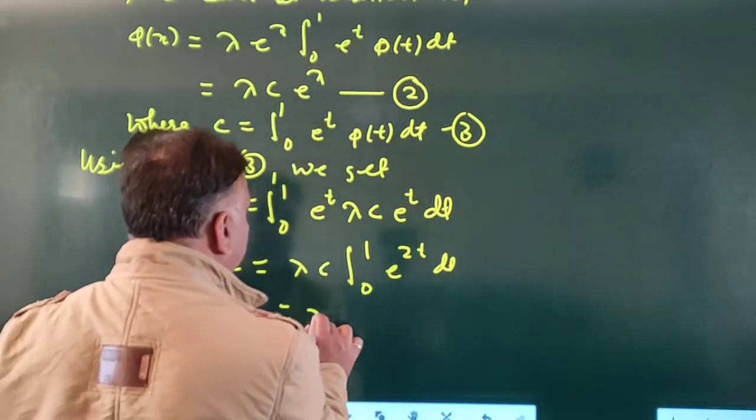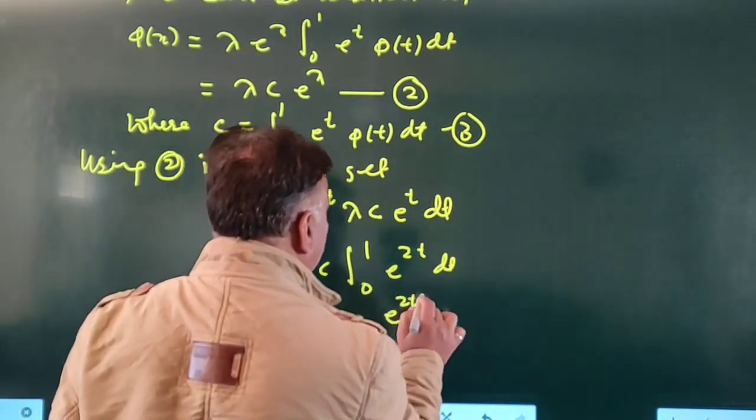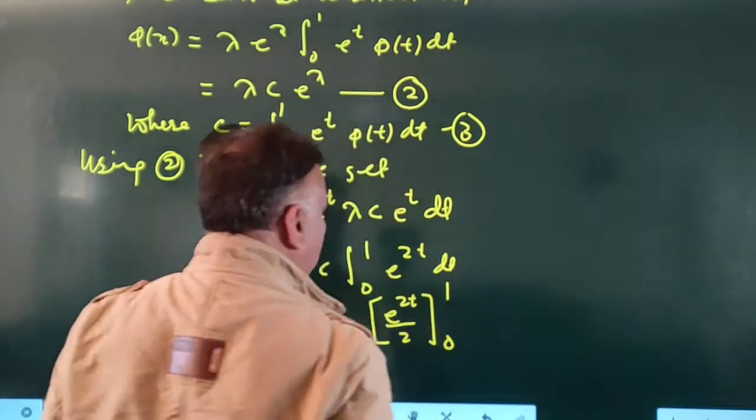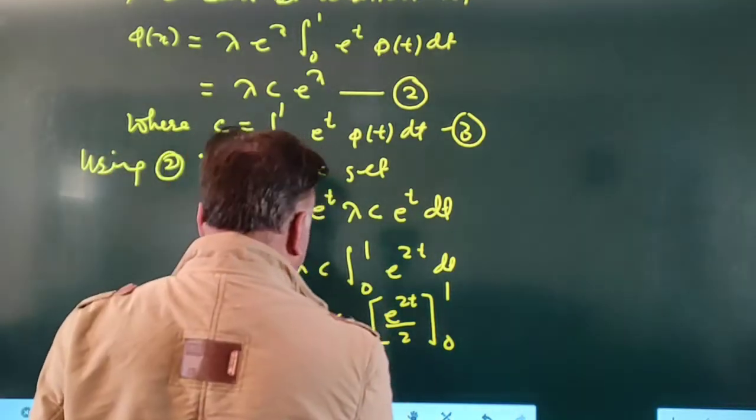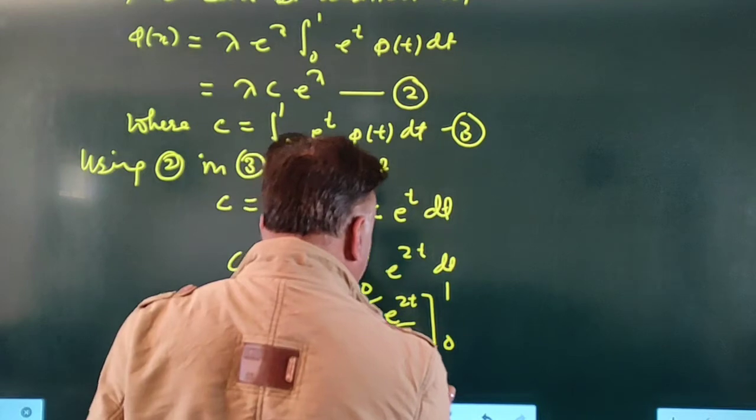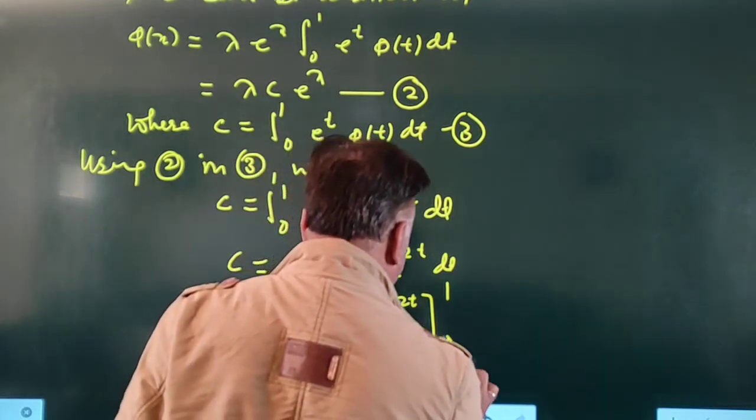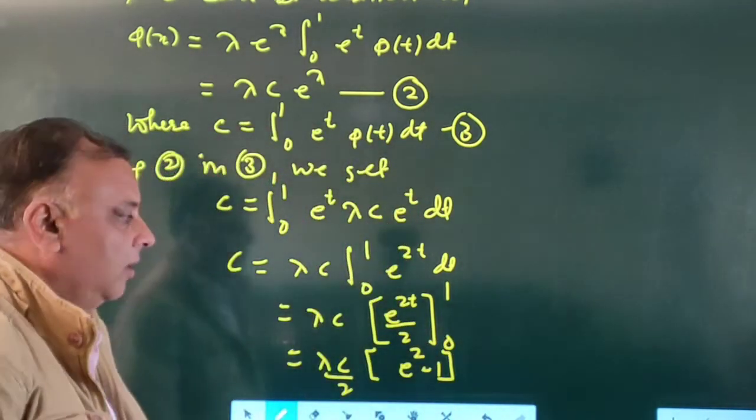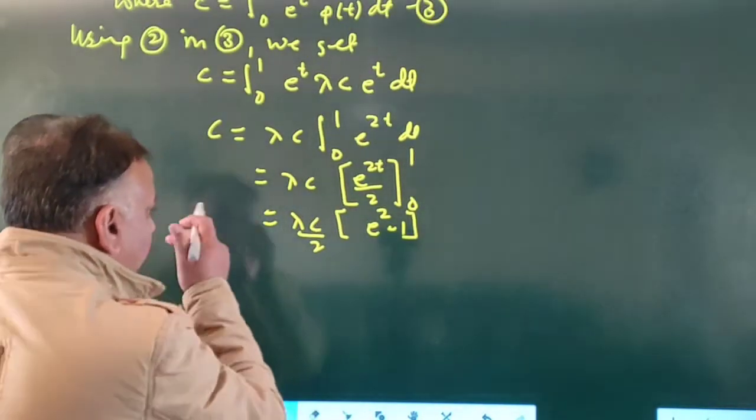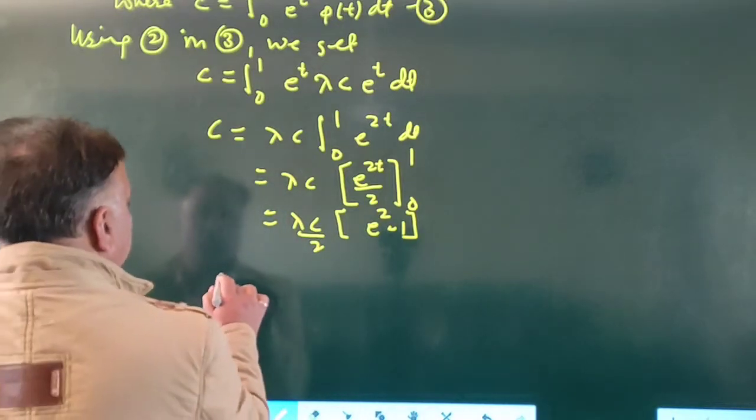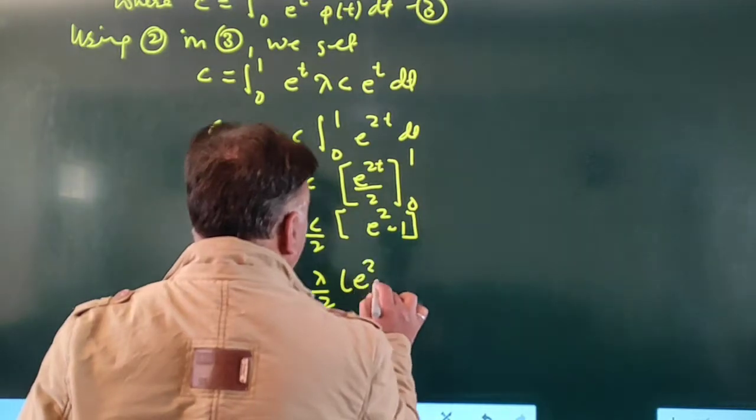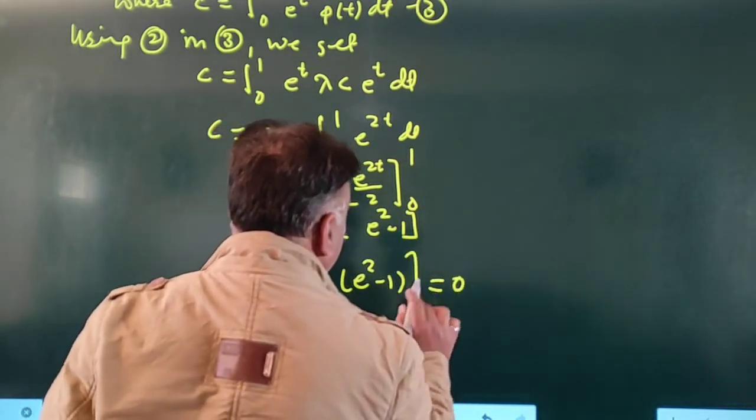Integrating this one, we get lambda into c e raised to 2t upon 2, and the limits are from 0 to 1. Putting the value of t, we get lambda into c by 2 into e raised to 2 minus e raised to 0, that is 1. So here we get the value of c. So c into 1 minus lambda by 2 into e square minus 1 is equals to 0.